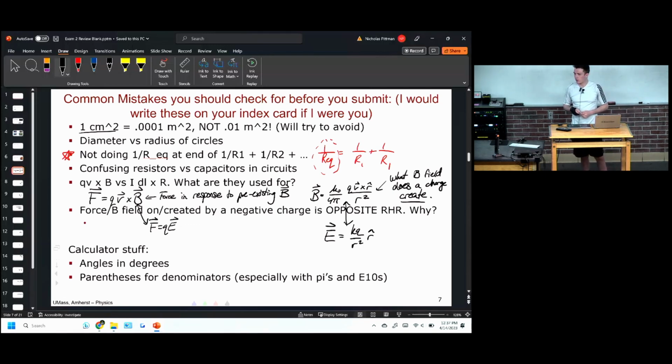Okay, everyone good with writing that? All right. And then the last one before I go over some specific problems, I just want to remind you that, and this is a common mistake, when you have a negative charged particle, either feeling a magnetic field, so you're trying to find the force on it, or creating a magnetic field, the direction of the magnetic field or the force, depending on which question you're being asked, it's opposite what you get out from the right-hand rule.